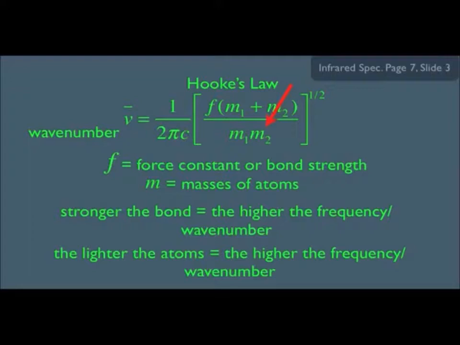We have mass 1 being multiplied by mass 2. Notice that would give a bigger number than what we see in the numerator, which is when we're adding mass 1 to mass 2. This means that the smaller M1 and M2 are, the greater the wave number. Or we can say they're inversely proportional to each other. Let's look at some examples of what we're trying to see here.